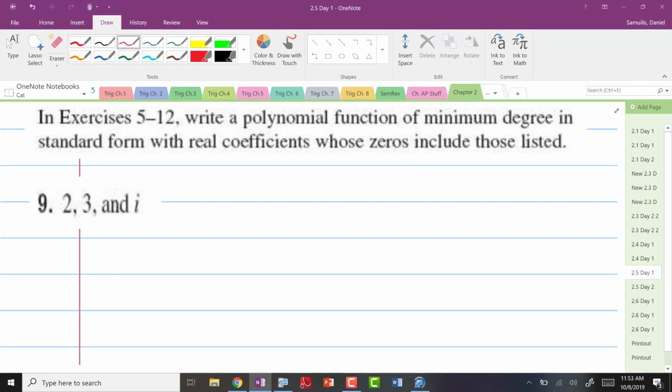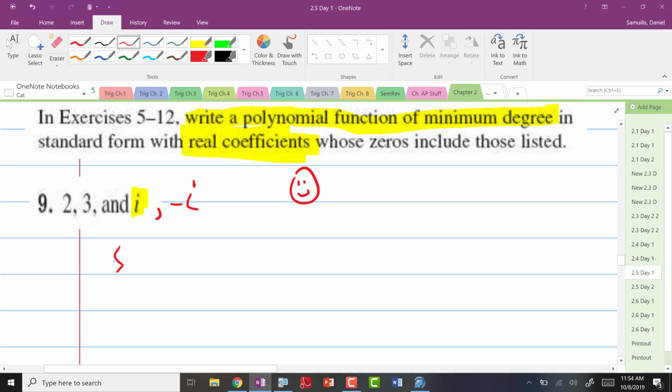Because look at what it says here. Write a polynomial function of minimum degree, in standard form, with real coefficients. What does that mean if it has real coefficients and i is a zero, everybody? What has to happen? What else has to be a zero? Negative i. They're a jerk. They make you come up with that. If you don't put that, you're doomed on this question. Then you're going to start in a foiling nightmare.